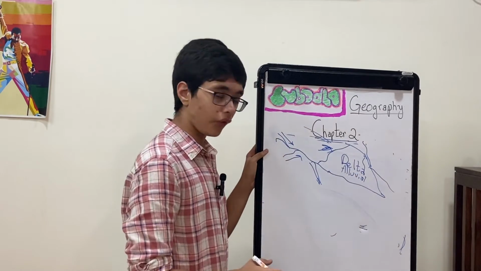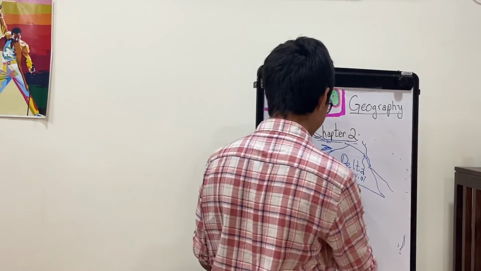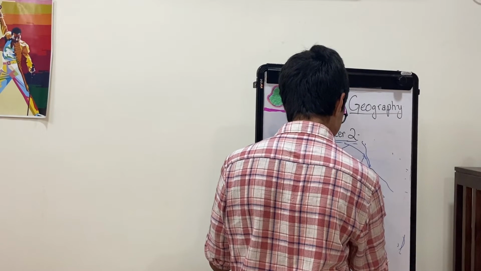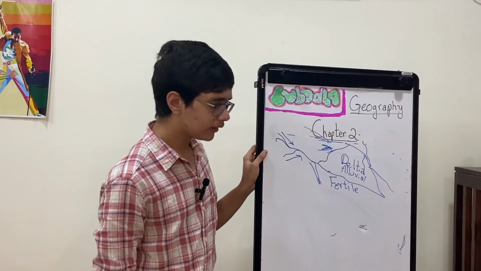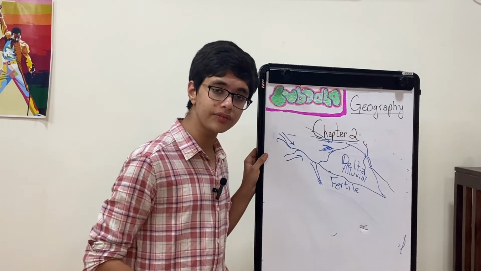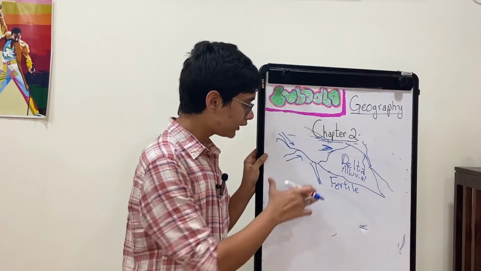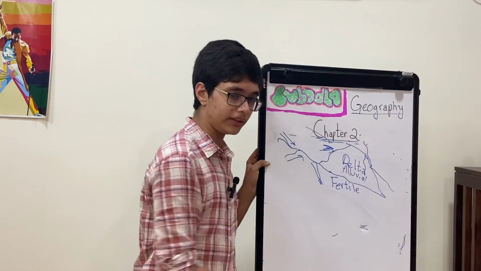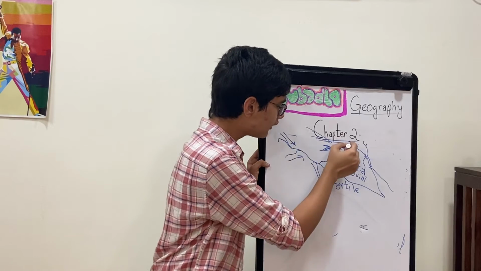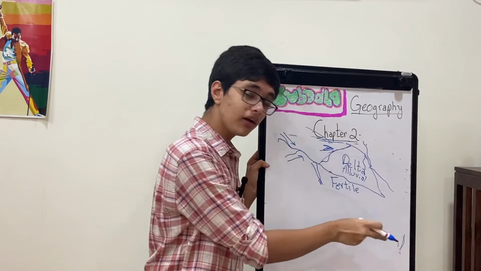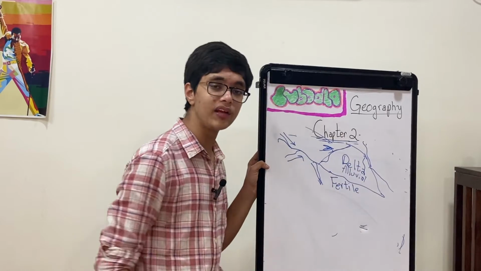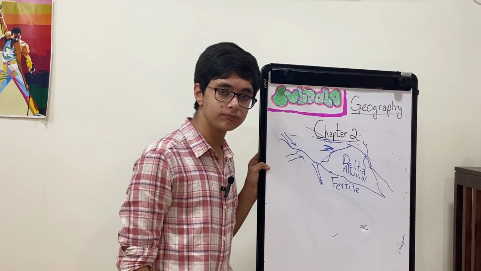This alluvial soil is the most fertile soil. Why? Think of it logically. Why is it the most fertile? Do you notice something here? A delta or alluvial soil here is formed by three rivers or three water bodies, and in the center is alluvial soil or the delta.